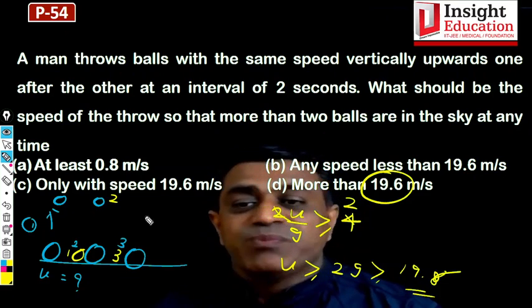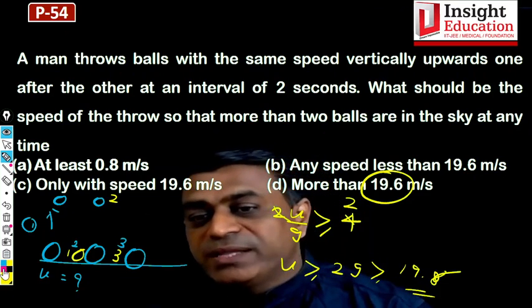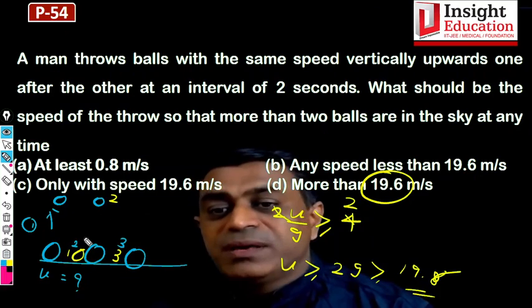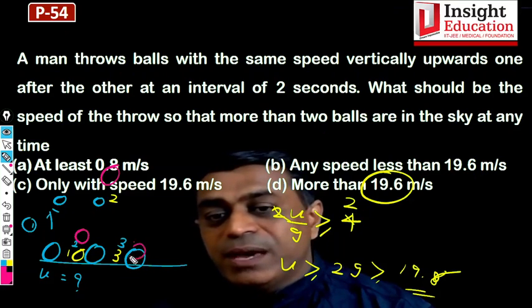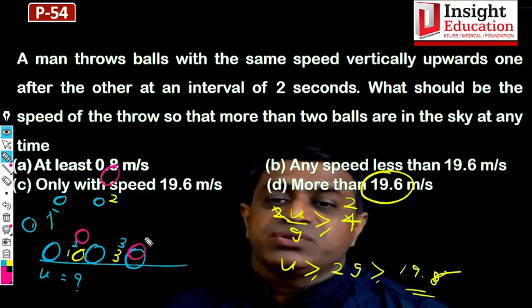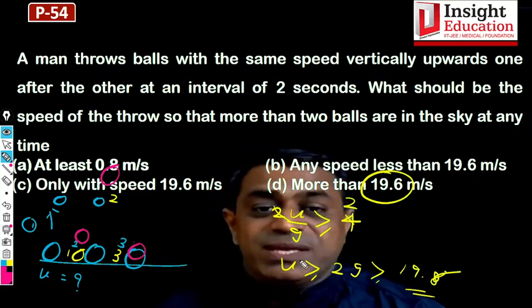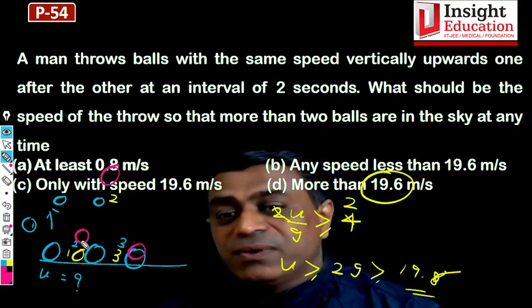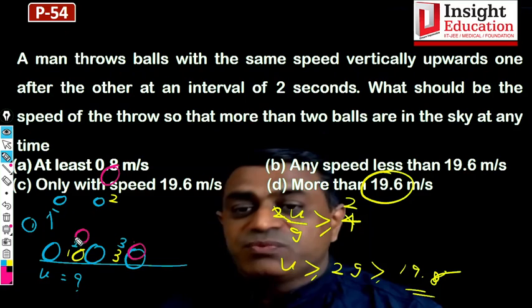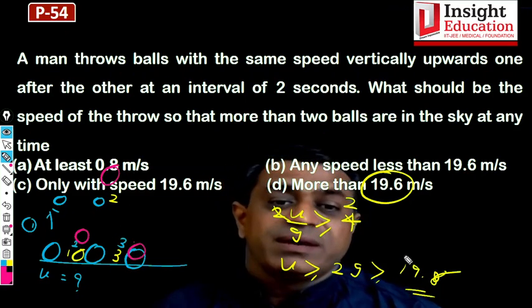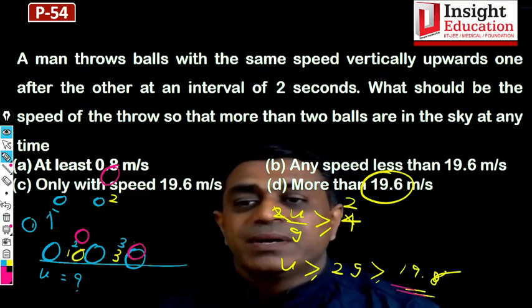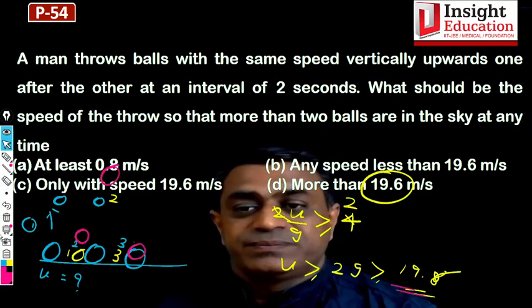If the speed is more than that, the first ball is above the ground, the second ball is in the higher air, and the third ball may be above the ground. So in all situations it should be so. But if the time is less than this, then the first ball is at the ground, the second ball at the top, and the third may not be there. So this is the minimum required condition. Clear?